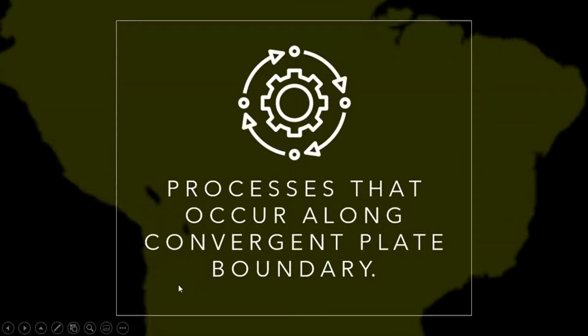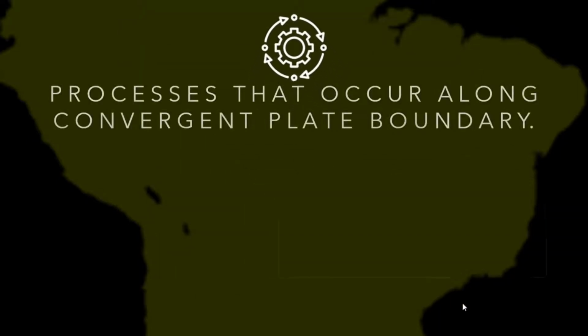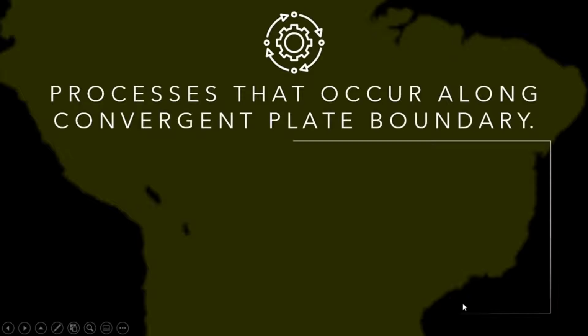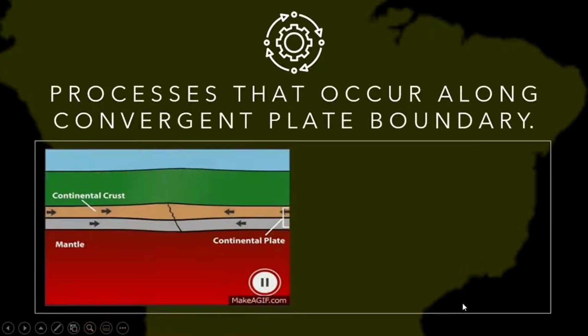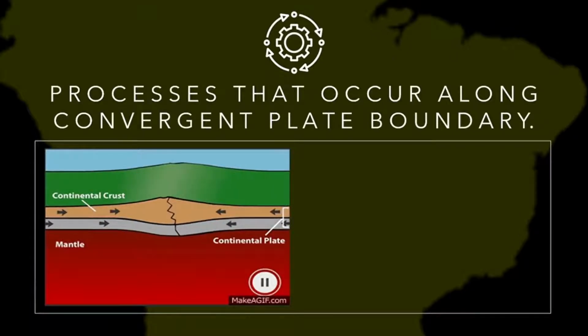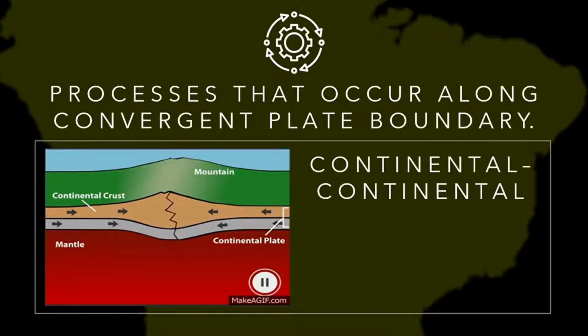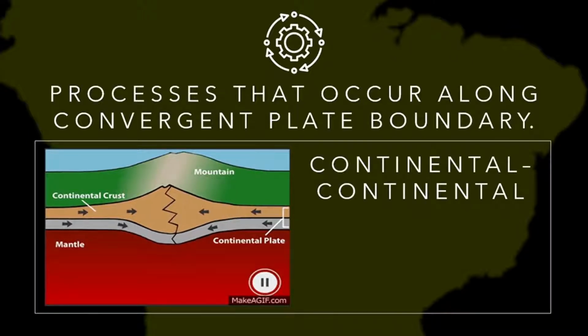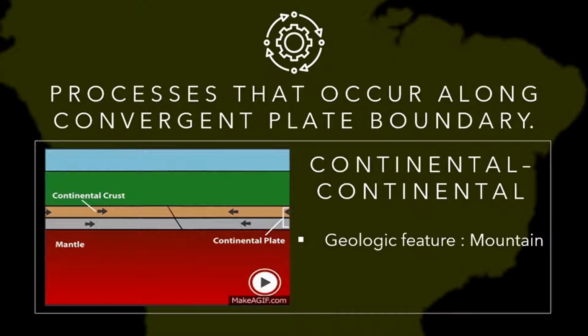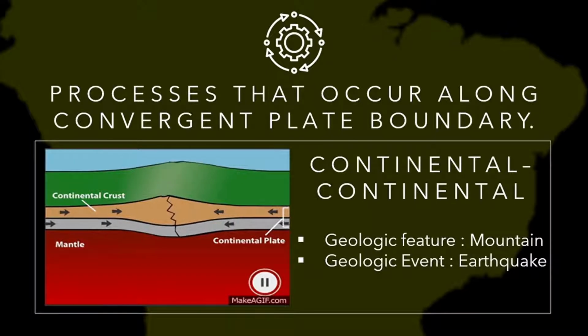Now, what process occurs along convergent plate boundaries? Let's start with continental-continental collision. As you can see in the diagram, when two continental plates collide, the possible geologic feature that might form is a mountain, while the possible geologic event that might happen is an earthquake.